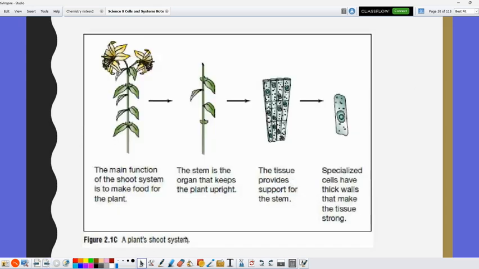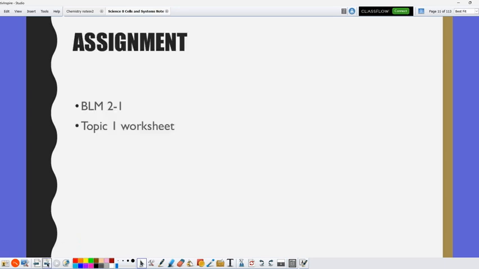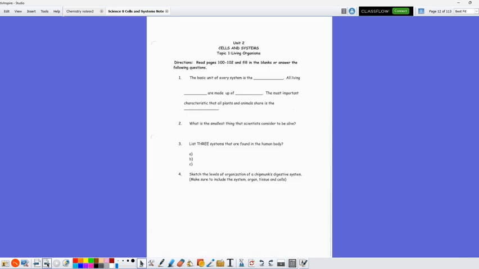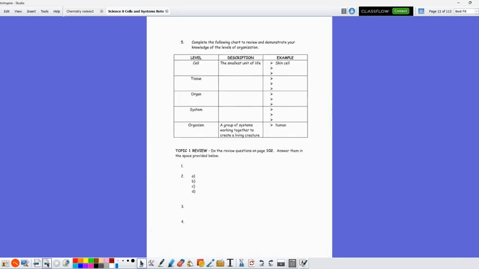And then here they're showing a plant's shoot system. So they have specialized cells that have thick walls and make the tissue strong. So cells organize to become tissue. The tissue provides support for the stem. The stem is the organ that keeps the plant upright. And the main function of the shoot system is to make food for the plant. And then we did the assignment.